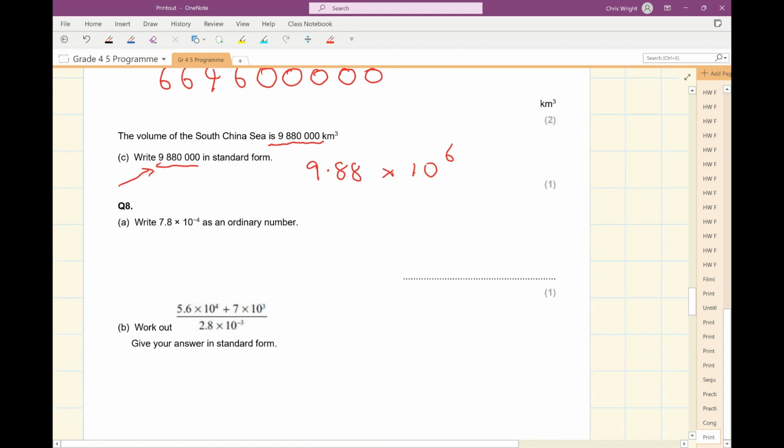Write this as an ordinary number. It starts as 7.8, and I need to move the decimal point 4 places that way. One jump gets over the 7, so it would need 3 more jumps. So that is my answer.